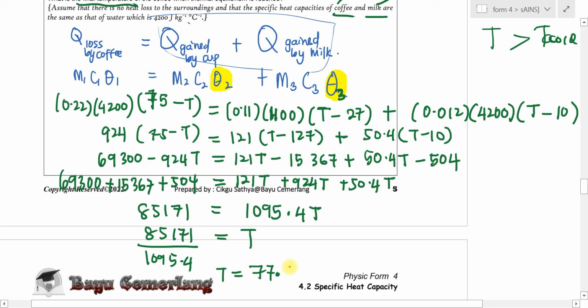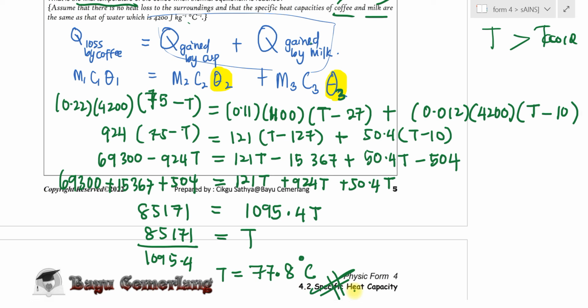77 point something. But for temperatures we use in the lab, usually it is to one decimal place, right? So 77.8. Sometimes you need to think like that also. Okay, so this is a logical value. So your coffee overall, your final temperature, everything is 77.8 degrees Celsius.